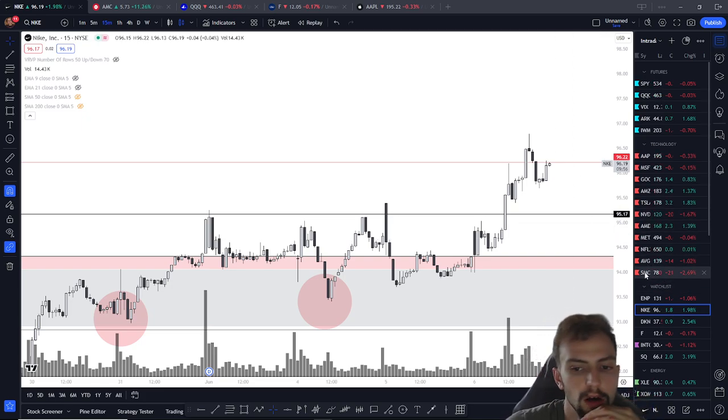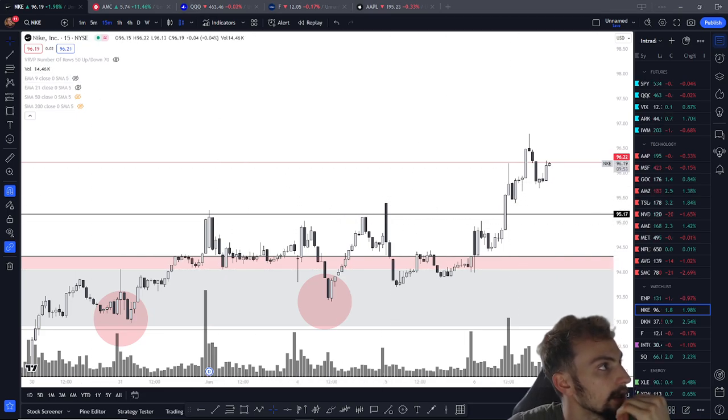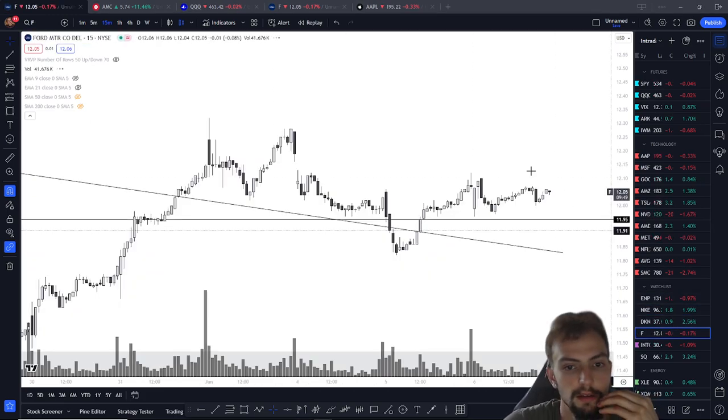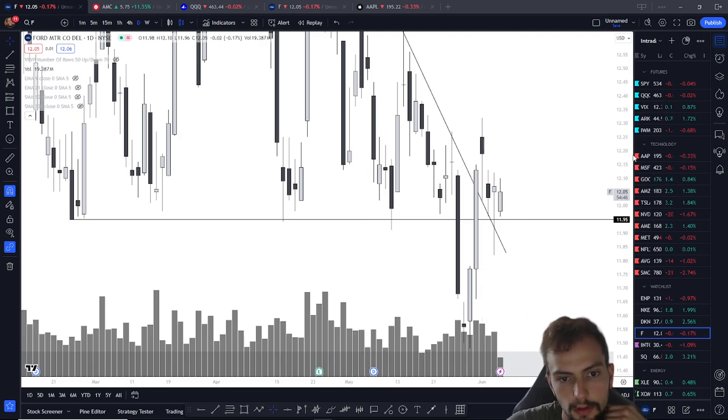Nike looked like it was stalling. It just overall looked like potentially a bad day was coming. And then I had Ford overnight. So Ford is a ticker that just doesn't like to move at all.